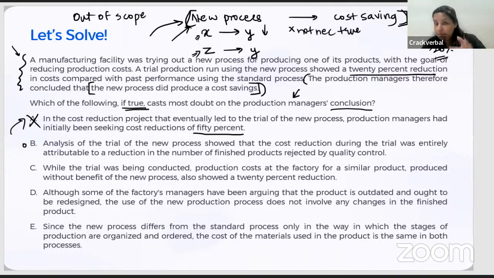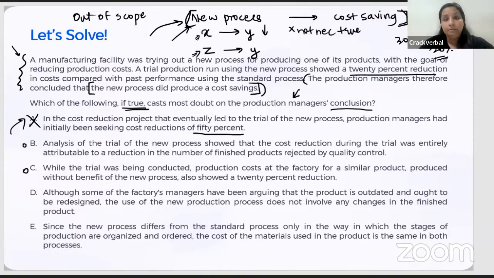So whenever I get a bunch of options, our strategy ideally should be, look, if there's any option that requires some thinking, hold on to it, I'll come back to it later. I know that in the first 30 odd seconds, I want to get rid of as many options as I can. I'll come back to the one that requires thinking. C. While the trial was being conducted, production costs of the factory for a similar product also showed 20%. Okay, I'm going to need some thinking. I'll come back to it later.